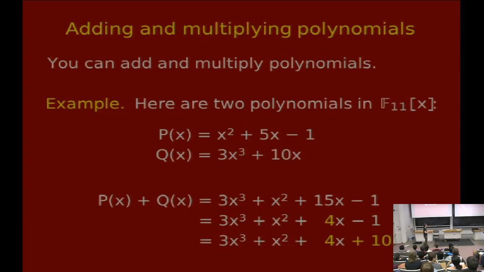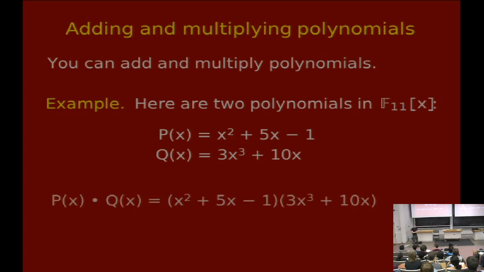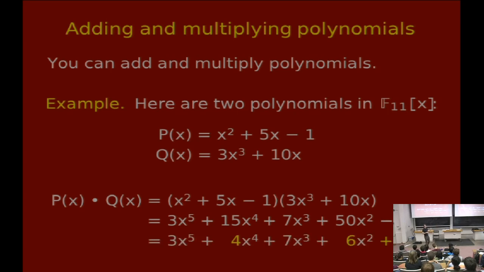It works exactly like you expect. You can also multiply two polynomials. It works exactly like you expect. It's like FOIL or whatever, you do it in high school. So here you multiply it all out, and you get some expression like this. And then it's probably good form to further reduce the coefficients, in this case mod 11. So maybe the 15 becomes a 4, and the 50 becomes a 6, what have you. Okay, questions?